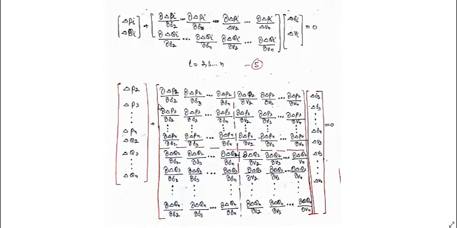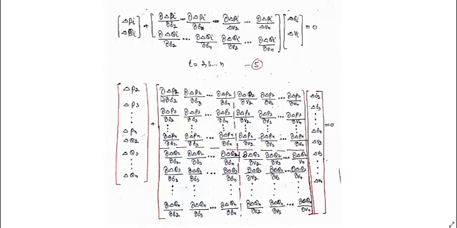Expanding this further, i has the values 2, 3 up to n. So delta Pi will be delta P2, delta P3 up to delta Pn, and delta Qi will be delta Q2, delta Q3 up to delta Qn. And this delta Pi has to be expanded like this.